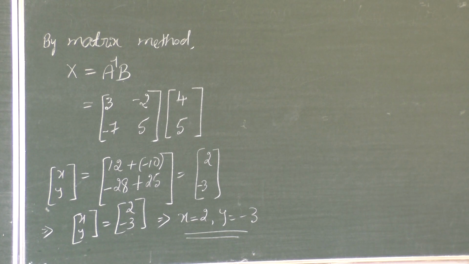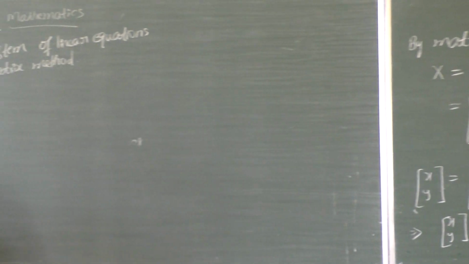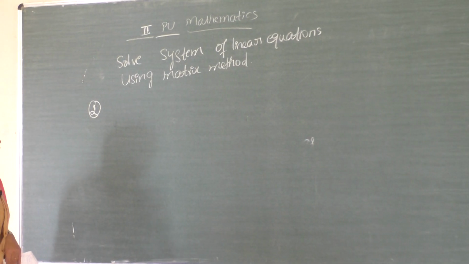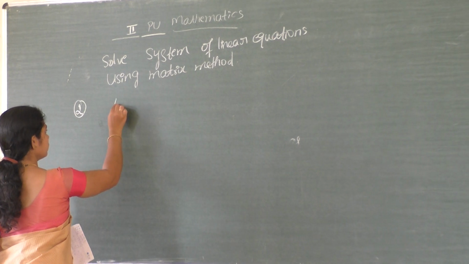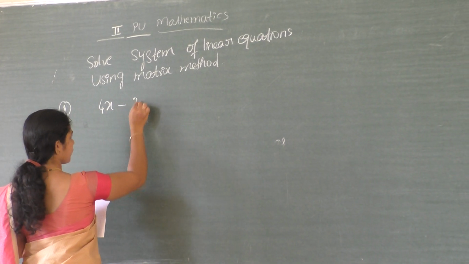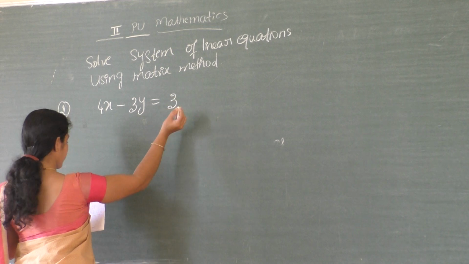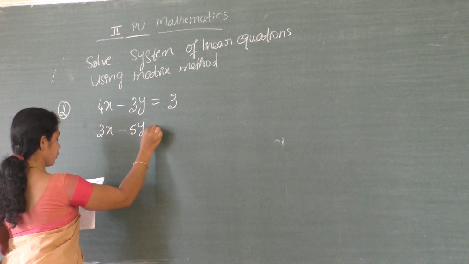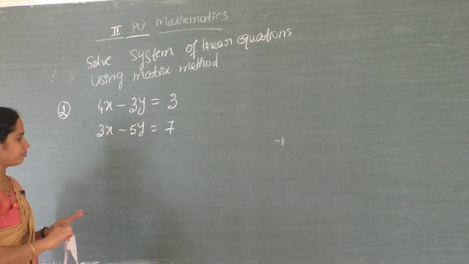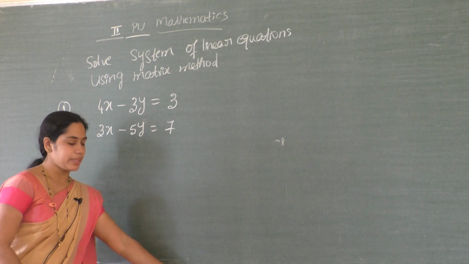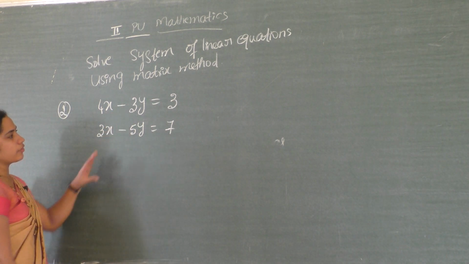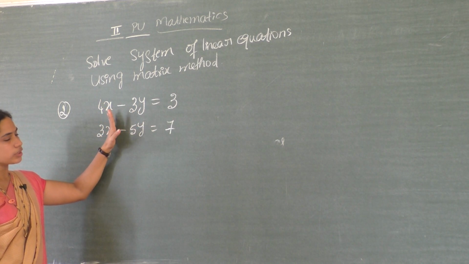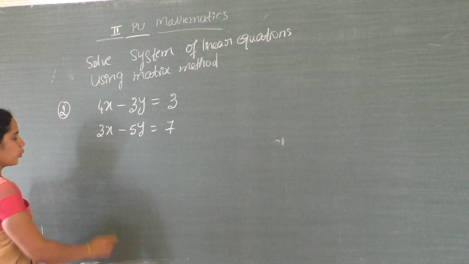Second problem. Solve system of linear equations using matrix method. 4x minus 3y equal to 3. 3x minus 5y equal to 7. Same method here. Using matrix method, we need to solve system of equations. That means we need to find out the values of x and y.